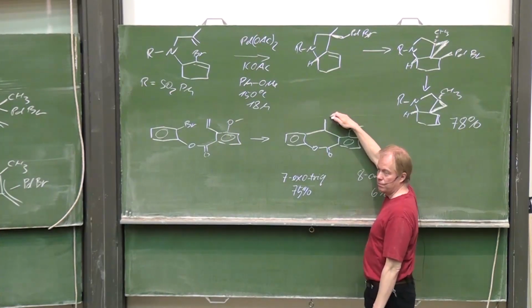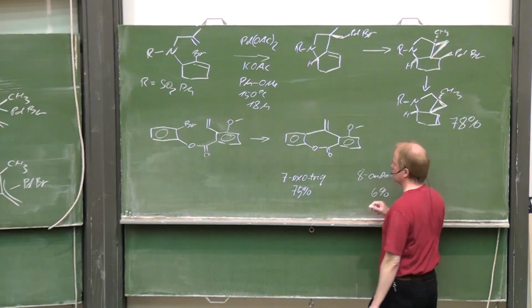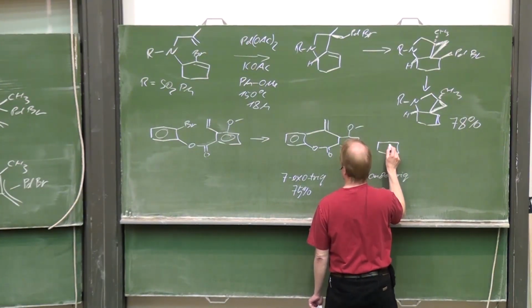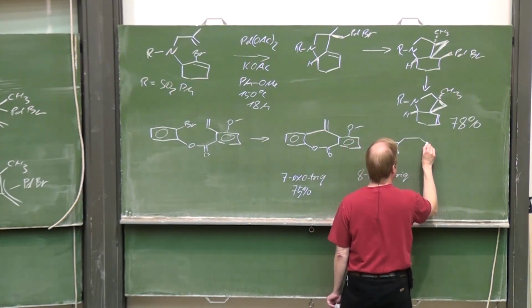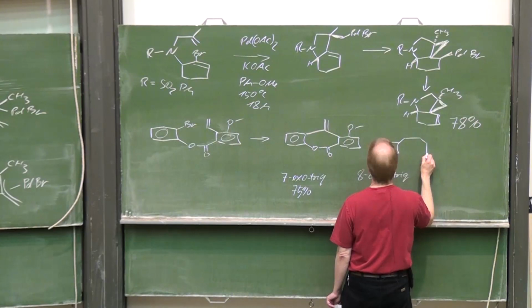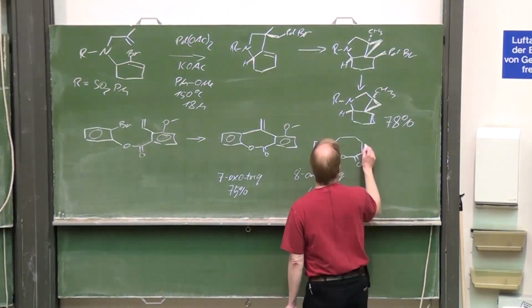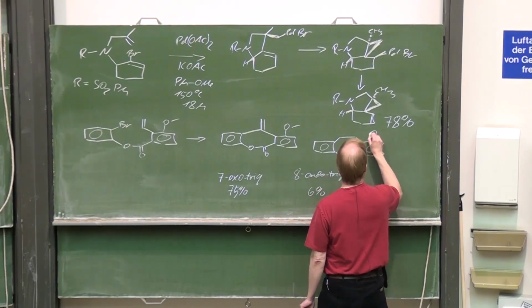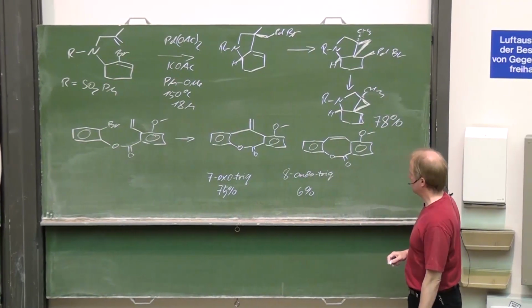Exocyclic with palladium, beta hydride elimination. This is the product, and the 8-endo trig cyclization then sets up the 8-membered lactone with this result.